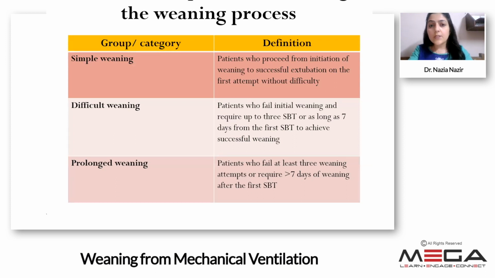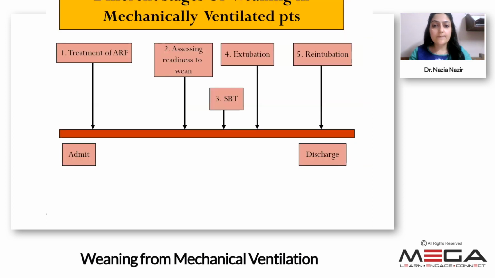According to the weaning process, patients can be categorized into 3 groups: simple weaning, difficult weaning, and prolonged weaning. In simple weaning, the patients proceed from initiation of weaning to successful extubation at the first attempt without any difficulty. Difficult weaning patients are those who fail the initial weaning attempts and require up to 3 spontaneous breathing trials or as long as 7 days. Prolonged weaning patients are those who fail at least 3 weaning attempts or require more than 7 days of weaning after the first spontaneous breathing trial.